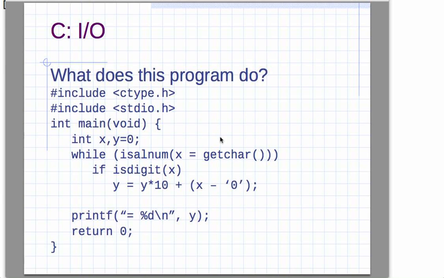In the previous video, we saw there are a number of functions like isalnum or isdigit that check the status of whatever parameter you pass it. So let's take an example program that uses some of these functions.